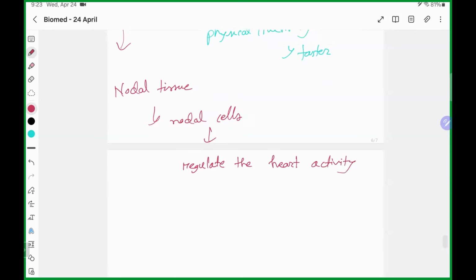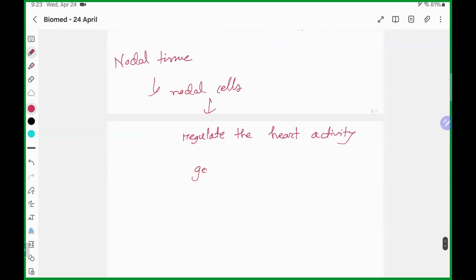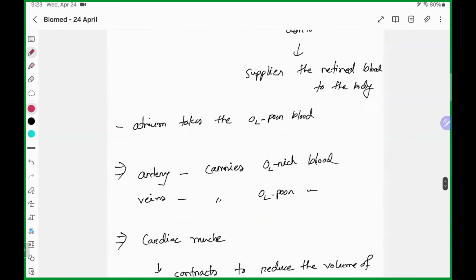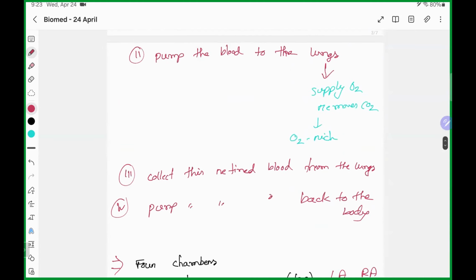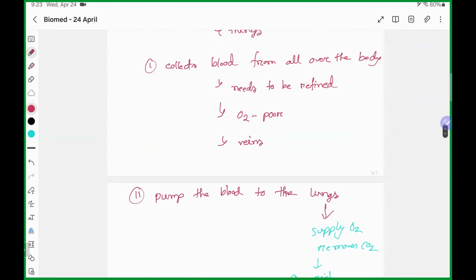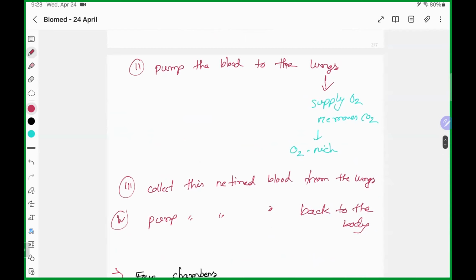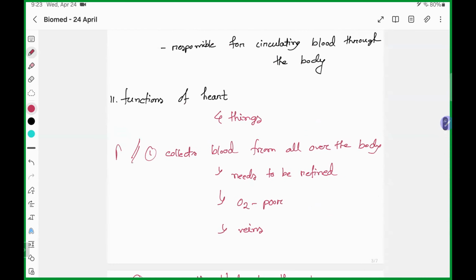They regularly regulate the heart activity, and they actually generate this action potential periodically. So you see these four processes that we have. It starts from collecting the blood, to pumping the blood to the lungs, then taking the blood from here. This all starts from the action potential created in the cardiac muscle by the nodal tissue. And this process continues to happen again and again and again continuously.